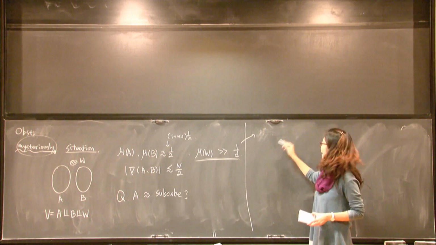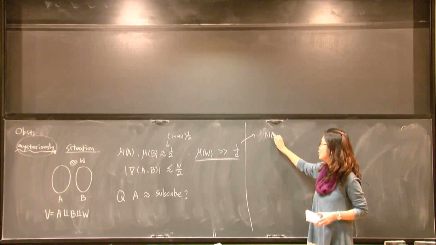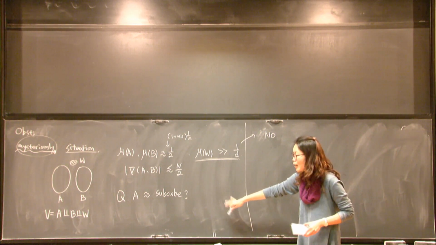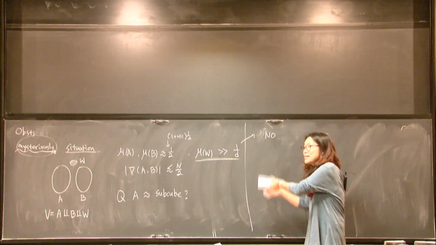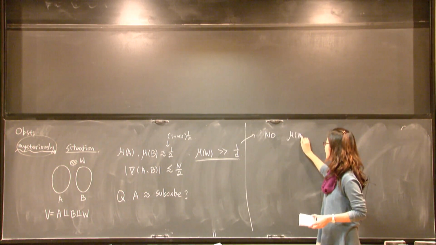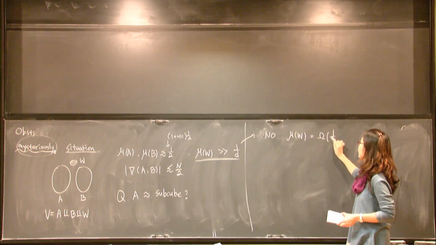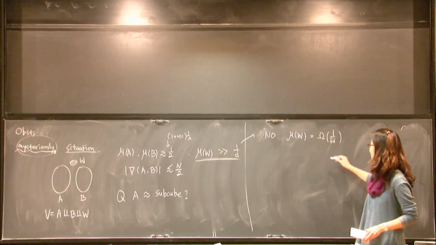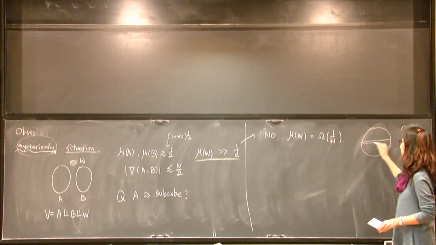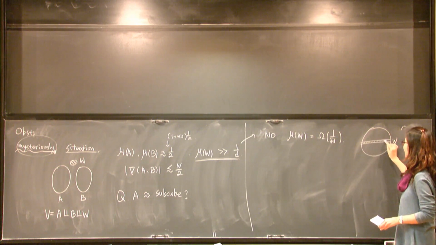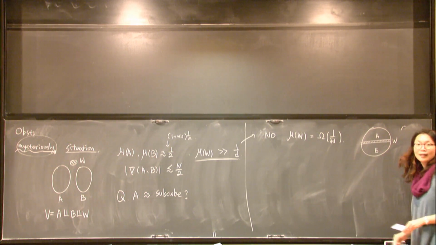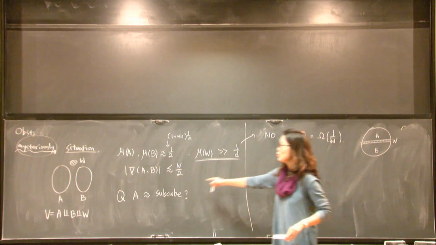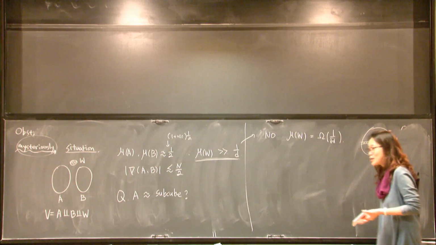Okay. Thank you. So for this question, the answer is no, not true. A is not close to a subcube. Of course, the answer depends on the quantification. And the answer is no if mu of A is as large as big omega of 1 over square root of D. Why is that? Because we can choose W as the middle layer, and let this be A, let this be B. Then there are no edges between A and B. So this situation is true, but still A is by no means close to a subcube.